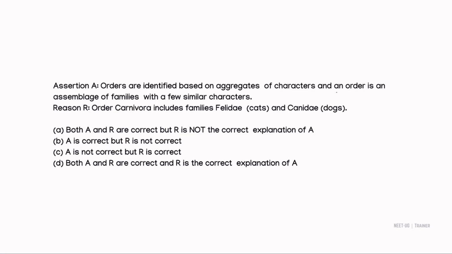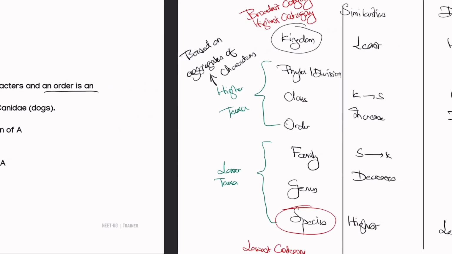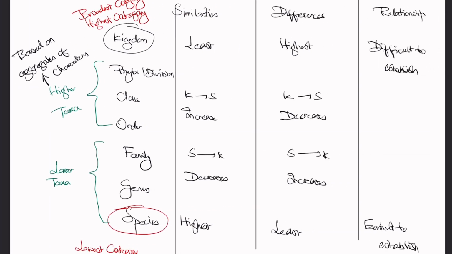So, if you see the assertion, orders are identified based on aggregates of characters, and an order is an assemblage of families with a few similar characters. This point we have already seen in the last class, where I told you about the basic principles of taxonomy. The taxonomic hierarchy is kingdom, phyla, class, order, family, genus, and species. The lowest category is species, and the broadest and highest category is kingdom.